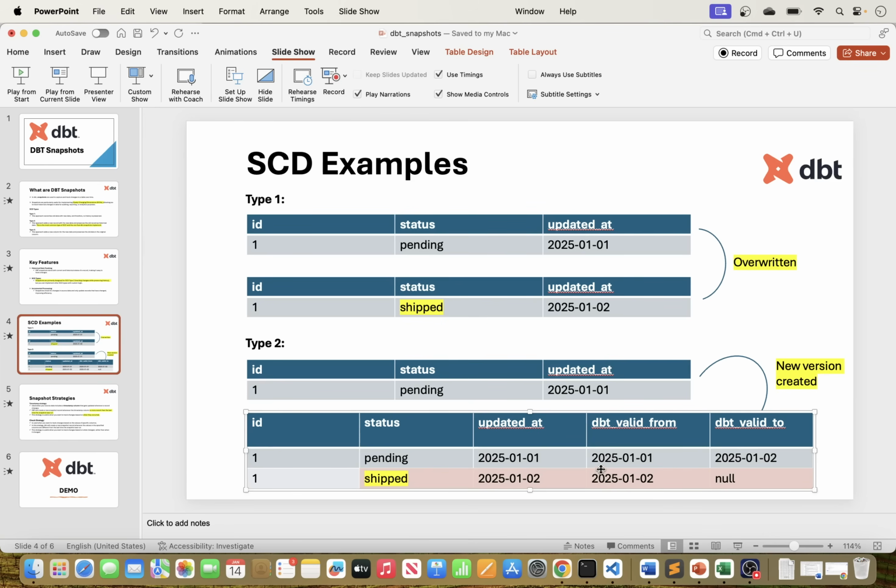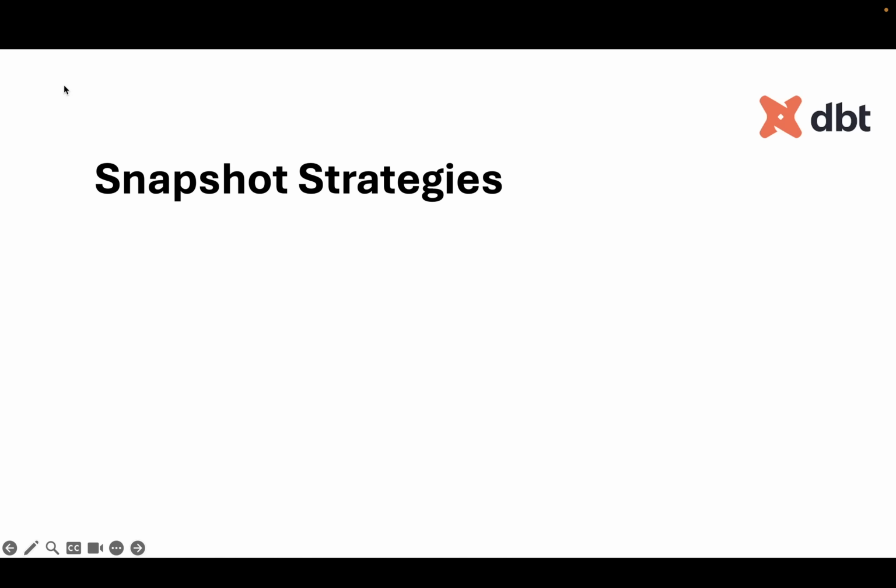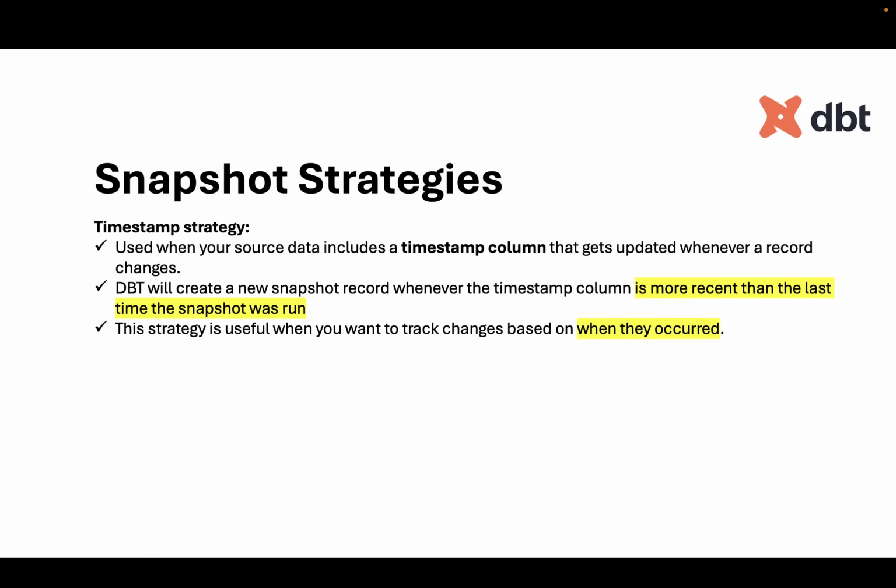If this one is still not making sense yet, it will make more sense once we go into the demo. All right, and then we proceed right here, and so these are the DBT snapshot strategies. There are some strategies that you need to implement in your DBT snapshots, and we have two strategies: the timestamp strategy and the check strategy.